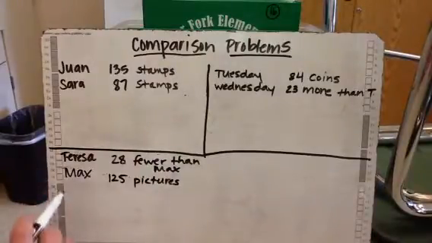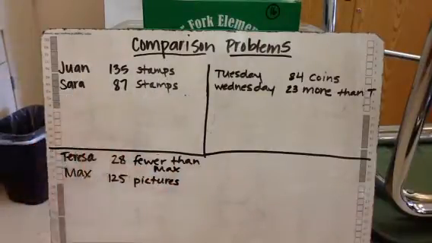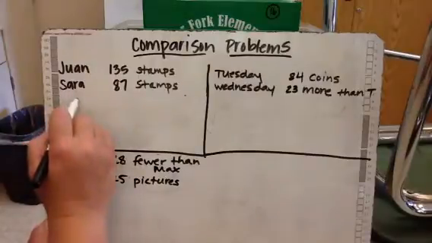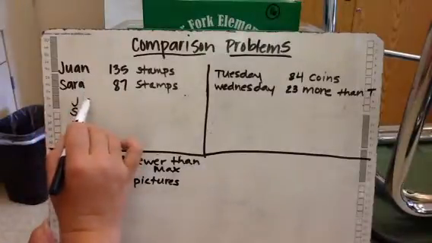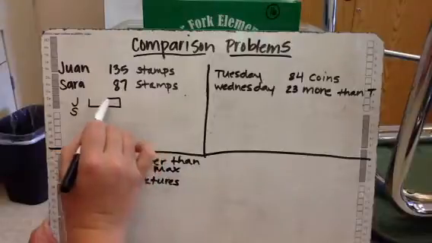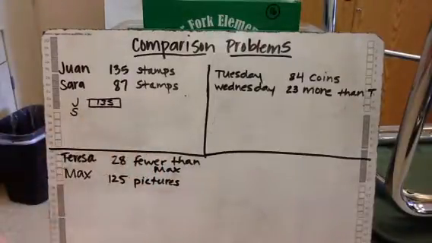So to get started, here I have Juan, 135 stamps. Sarah has 87 stamps. So I'm trying to figure out how much more Juan has, or how many fewer stamps Sarah has. So I'm comparing Juan and Sarah, so I'm just going to set up here. I'm comparing them, and I just like to use initials so that I can focus more on my visual. So I'm going to draw Juan's bar, 135. I know his value, so I'm writing it inside the bar.